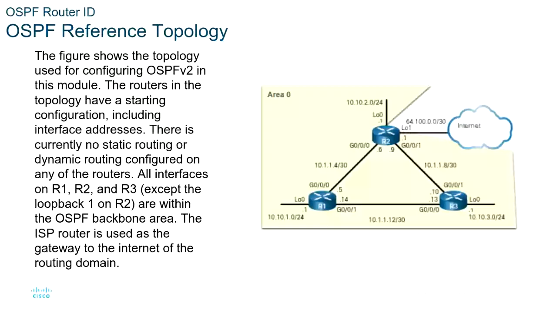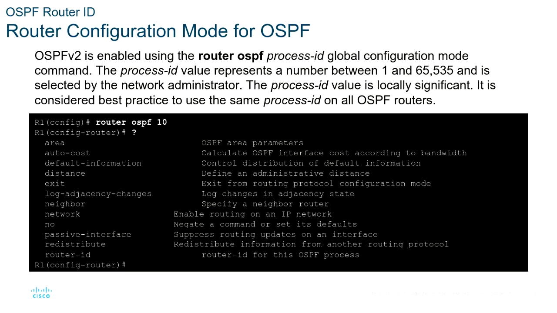Okay, OSPF router ID. How does each OSPF process determine its router ID? So we have a topology here where we have some loopback ports and we have some physical ports. And let's see what's going to happen here. To configure the router, we go into global configuration mode and say router OSPF and make up a number. And again, it could be any number we want. They don't have to be the same on all the routers, it'll work just fine.